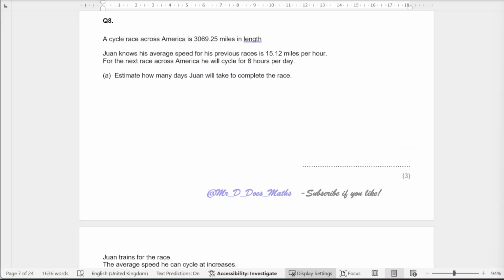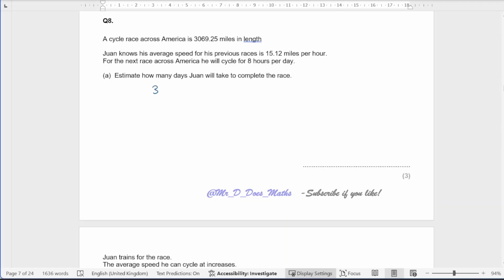Okay, question 8. Cycle race across America is, and we're given a value in length. One knows that his speed for previous races is 15.12 miles per hour. For the next race across America, he will cycle for 6 hours per day. Estimate how many days it will take him to complete the race. So I'm going to pick up my first processing mark for just showing my estimated values.